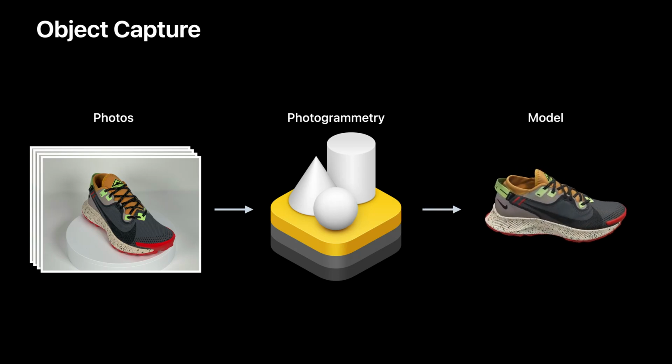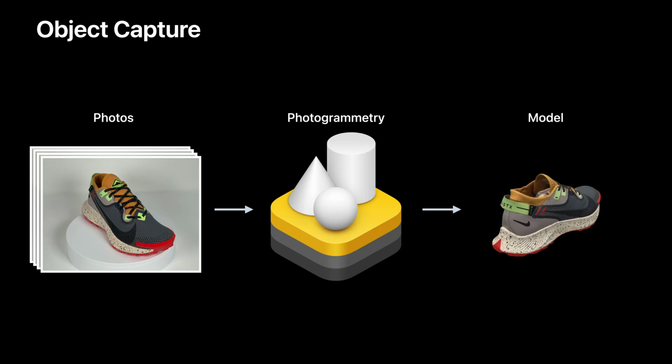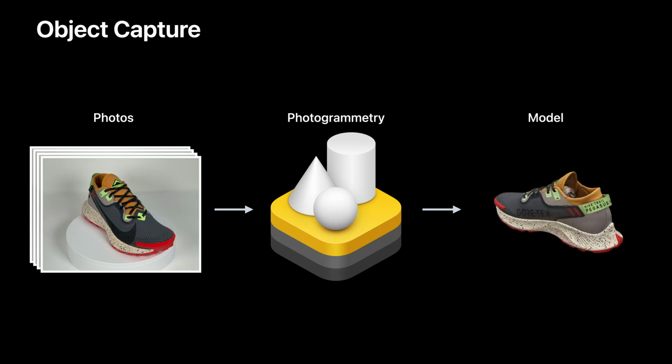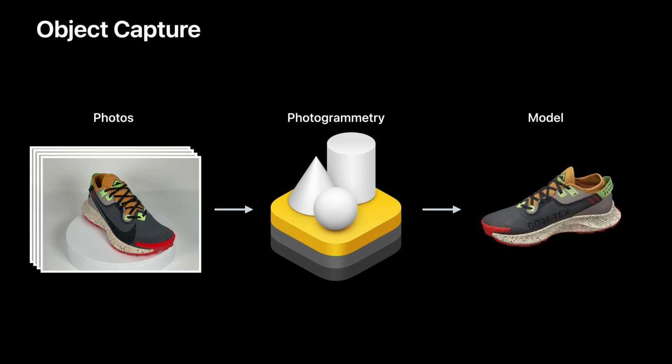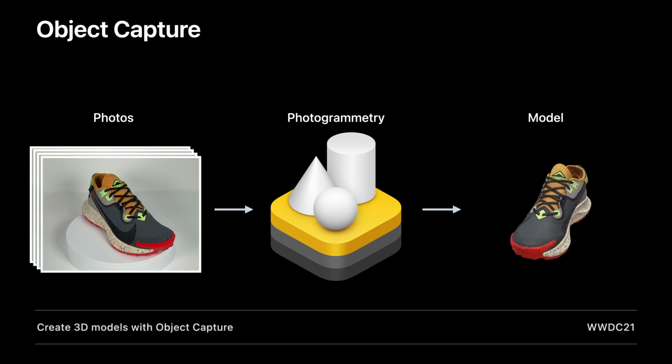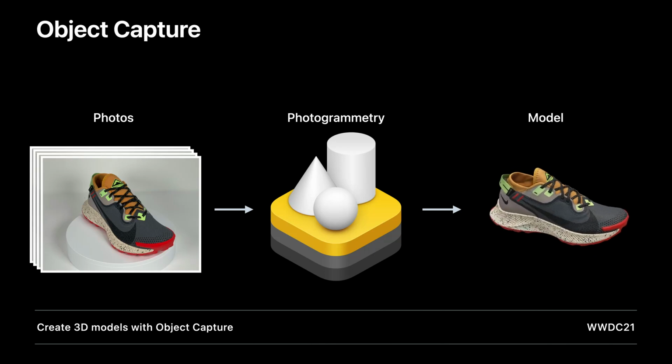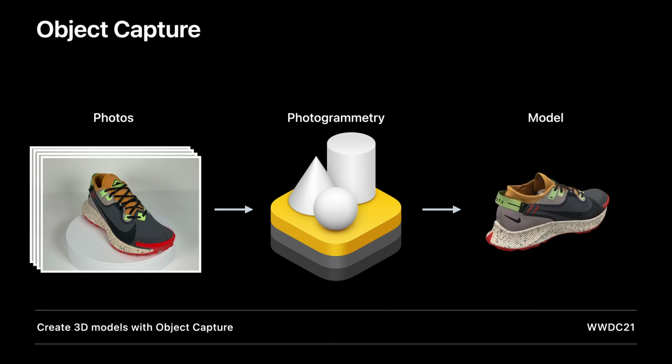The output model includes both a geometric mesh as well as various material maps, including textures, that are automatically applied to your model. For more details of the Object Capture API, I would highly recommend that you watch last year's WWDC session on Object Capture.